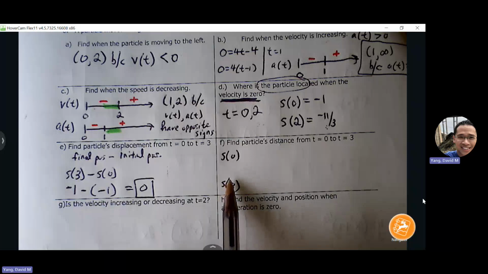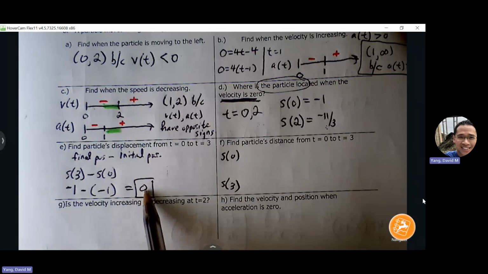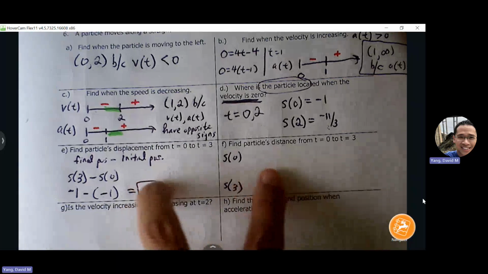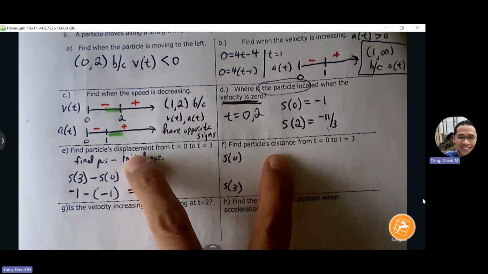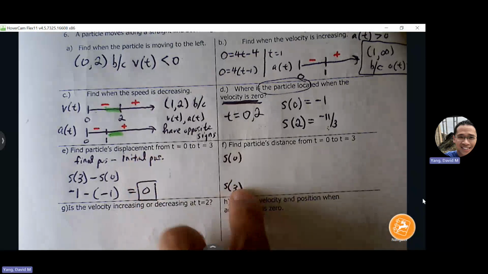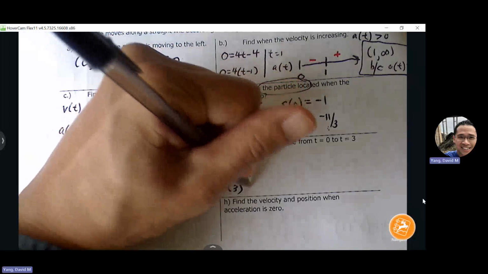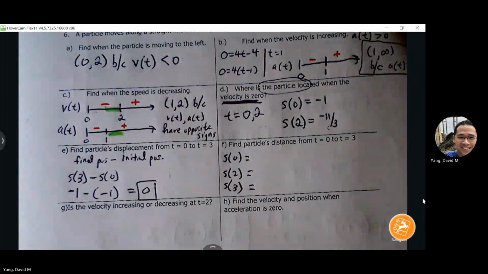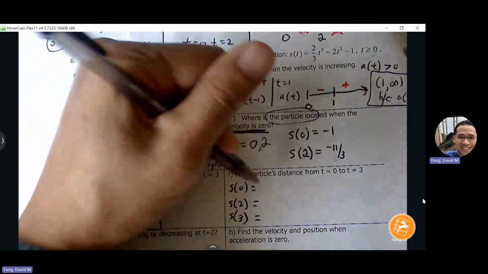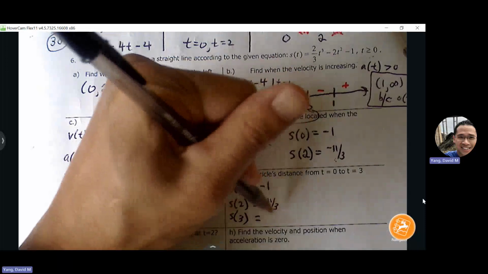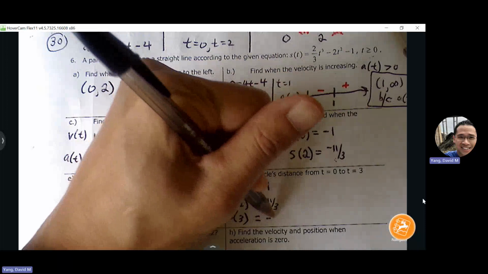Now, if there was no change in direction, then you would just do S(3) minus S(0) and the same process. I think the only thing that's different from displacement, if there's no change in direction, is that if you see a negative value, you got to make it a what? You got to make it positive, right? Right. But here we have change in direction, so we have to locate both these places. I think we gathered some of this information already, right? So S(0) is -1, S(2) is -11/3, S(3) is back to -1.